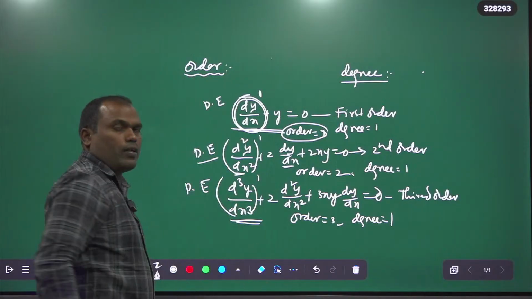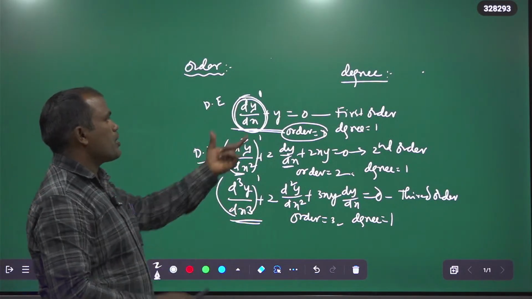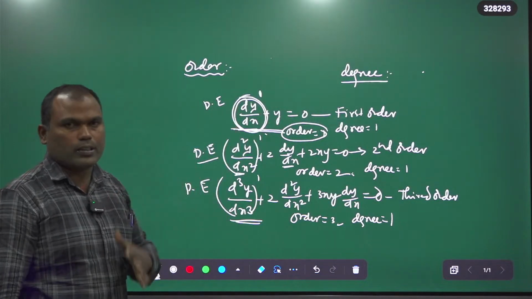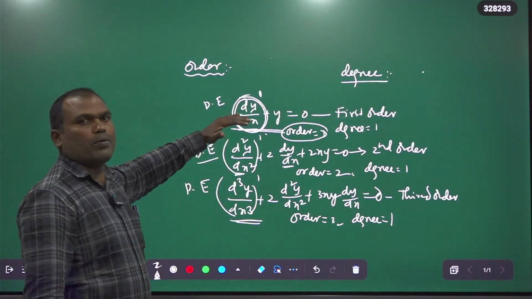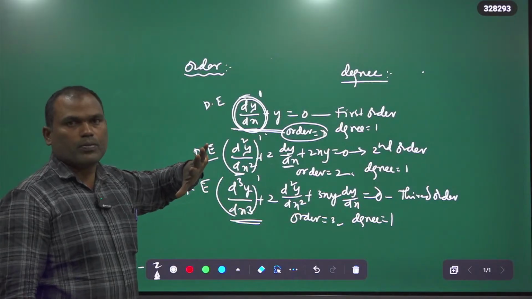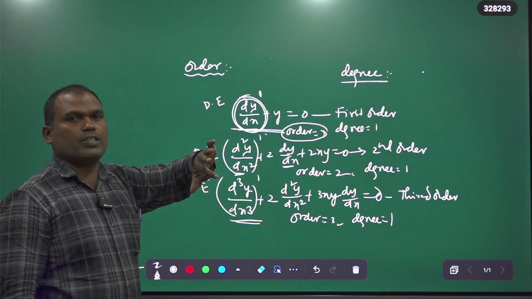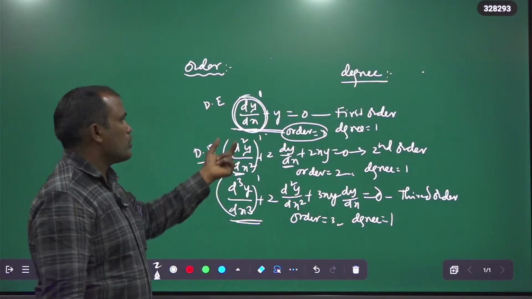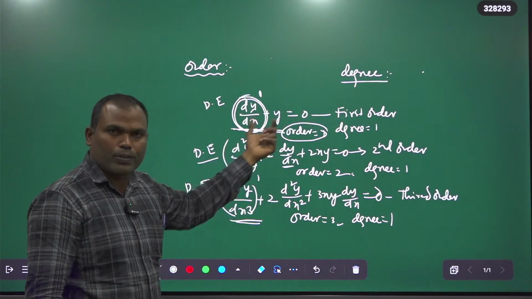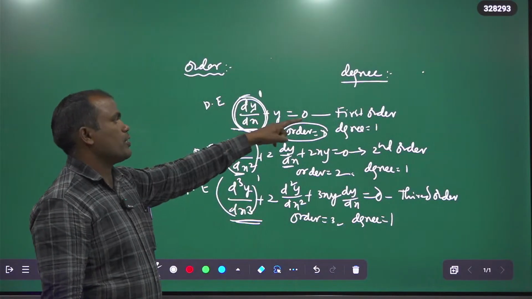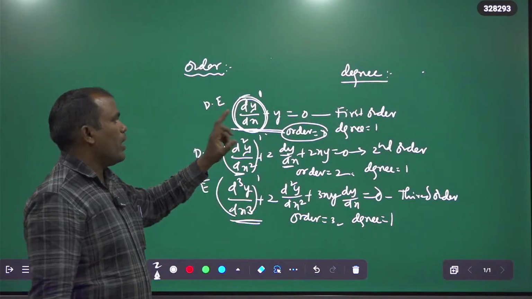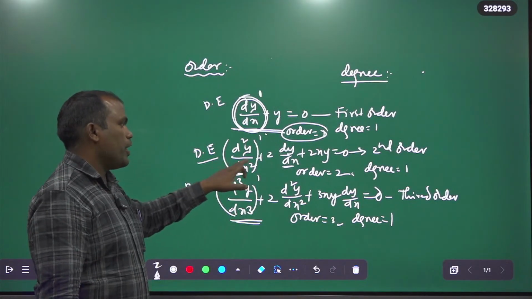Order is nothing but, whenever a differential equation is given, first we should observe what the highest derivative of that differential equation is. That is called the order. In this, the highest derivative is dy by dx. So dy by dx is nothing but first order. The first derivative is there. So that's why first order means that time we should say order is 1.